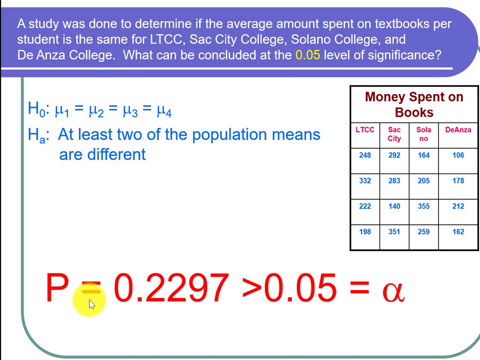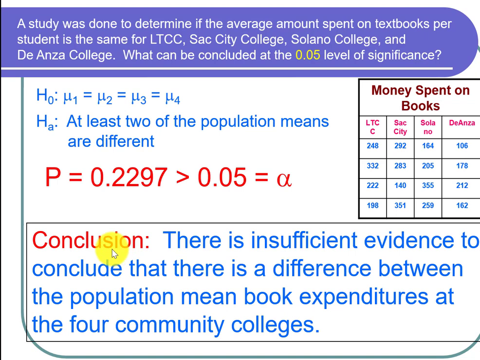We had that our p-value was about 0.2297, and that is much bigger than 0.05, which was our level of significance, alpha. When the p-value is greater than the level of significance, that means we fail to reject the null hypothesis. So our conclusion is there is insufficient evidence to conclude that there is a difference between the population mean book expenditures at the 4 community colleges.